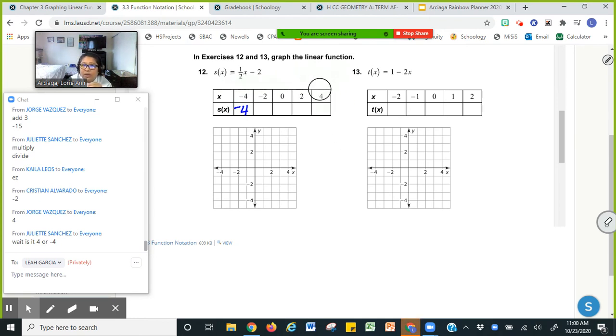Okie dokie. So that means, let's graph that. When x is -4, this is your y. So when x is -4, you go down to -4. So left 4, down 4. That's your first dot right there. Go ahead, make your graph if you haven't done so. Left 4, down 4.